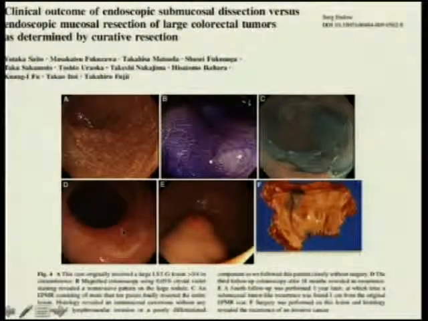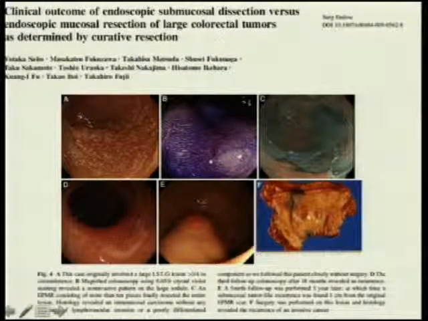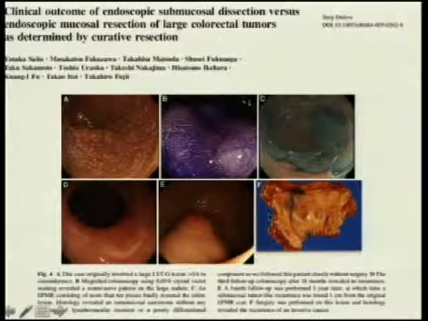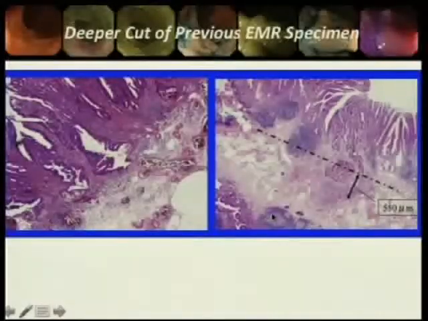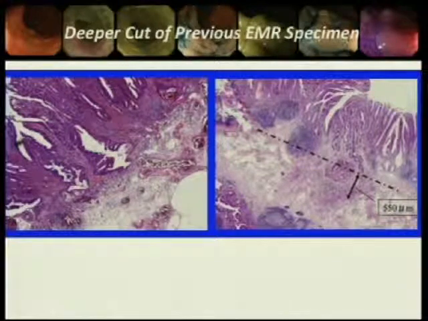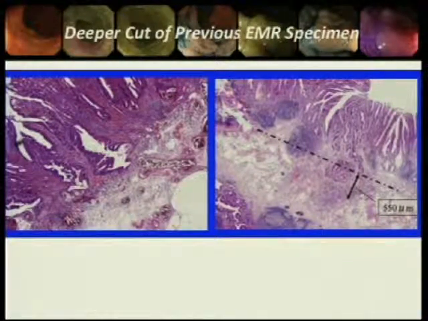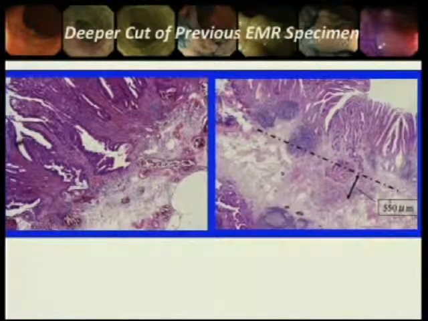However, at 6 months and 1 year later, there was no local recurrence, but 2 years after, we found this kind of invasive recurrence. So we performed surgery. This is advanced invasive cancer. Probably in this case, from the piecemeal resection, accurate histological diagnosis was impossible and resulted in this kind of invasive recurrence.